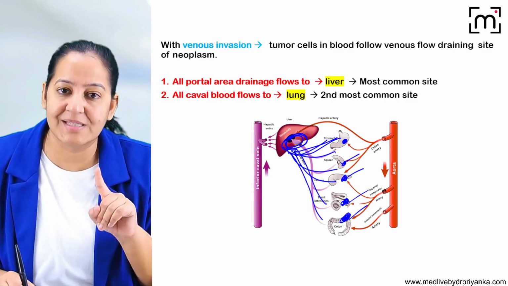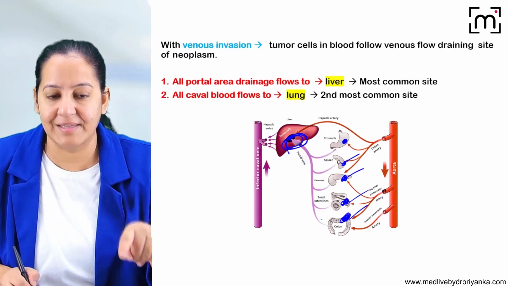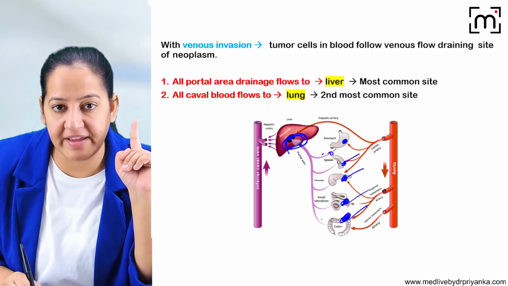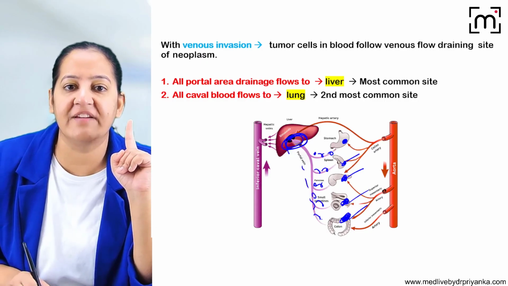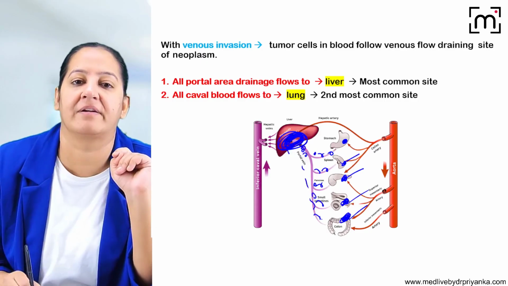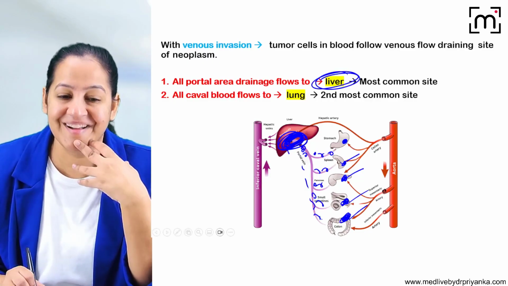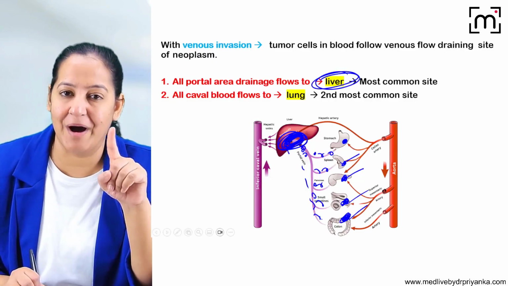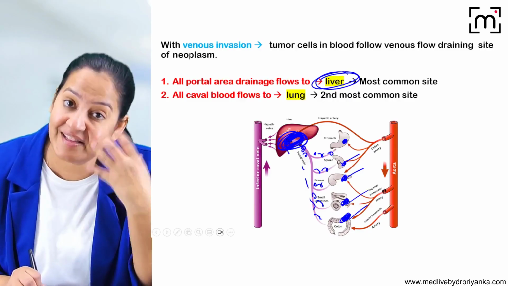So the tumor cells will go in the veins like this. All the veins of the GIT will go in the portal vein, and via the portal vein, the first secondary is formed in the liver. So liver is the most common organ involved in case of sarcomas. If the primary malignancy is sarcoma, it spreads via blood, via veins, and veins of the GIT drain in the liver.